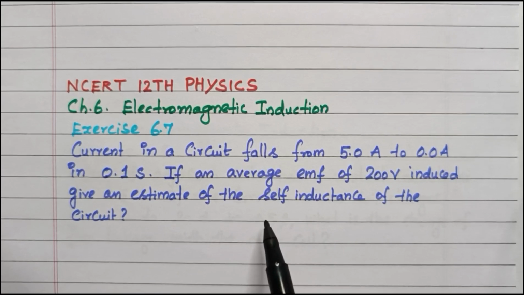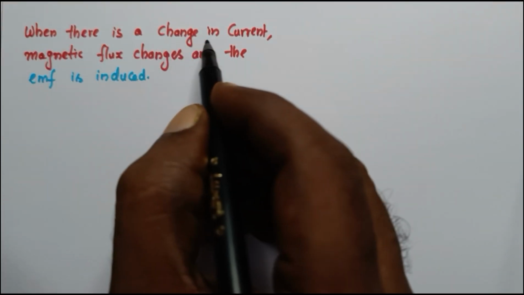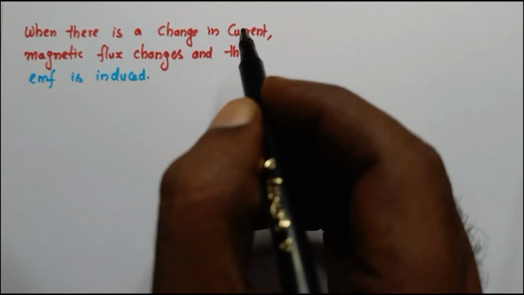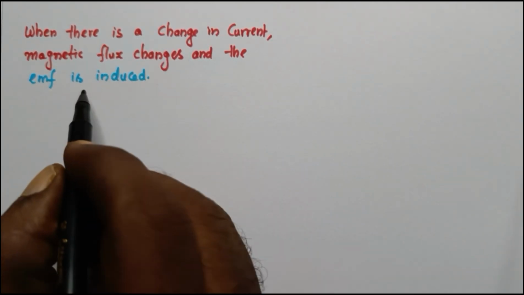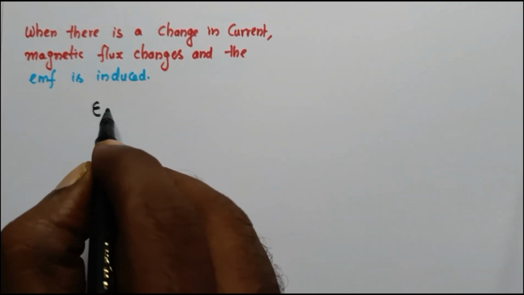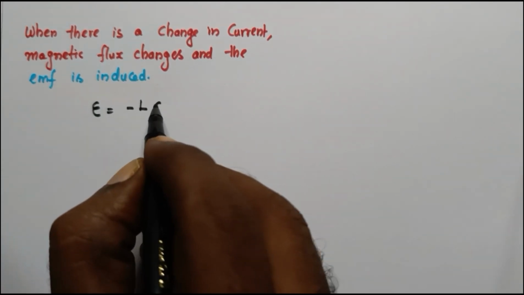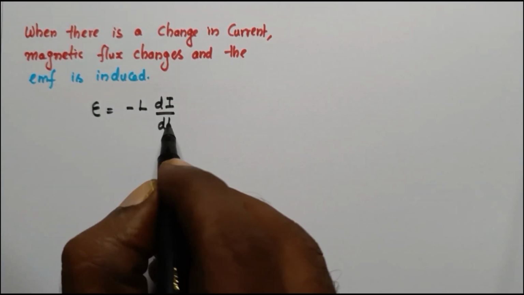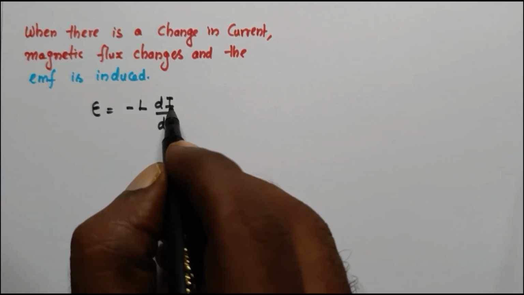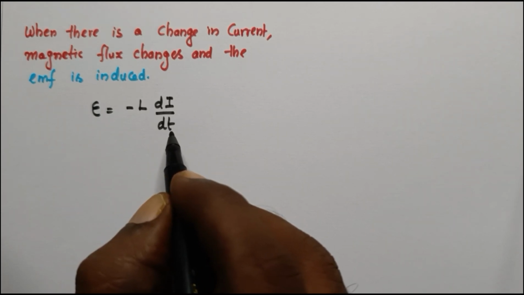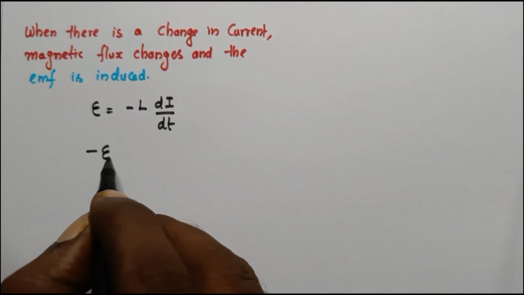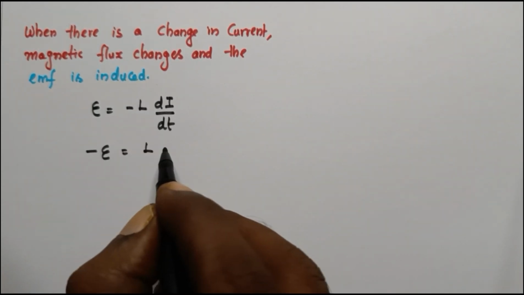Now let us see how to solve this problem. We know that when there is a change in current, the magnetic flux changes and the EMF is induced. So if the current changes, flux changes and the EMF will be induced. The induced EMF epsilon is equal to minus L di by dt. Here epsilon is the induced EMF, L is the self-inductance, di is the change in current, dt is the change in time. Now multiplying with the minus sign on both sides, we will get minus epsilon is equal to L di by dt.